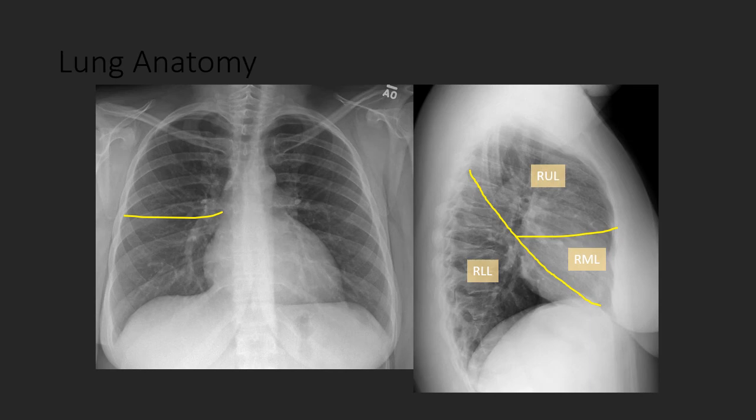So the right upper lobe is going to be superior and anterior to the major and minor fissures. The right middle lobe is going to be inferior to the minor fissure and anterior to the major fissure. And then the right lower lobe is going to be located posterior.